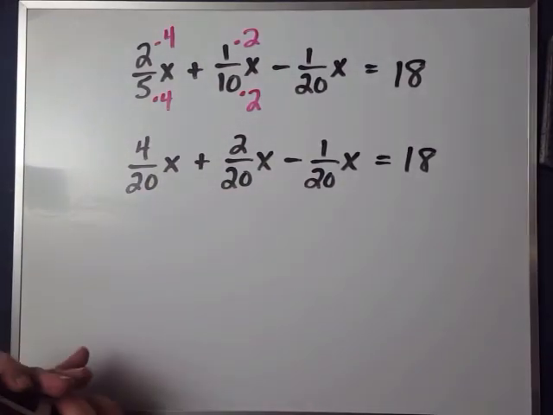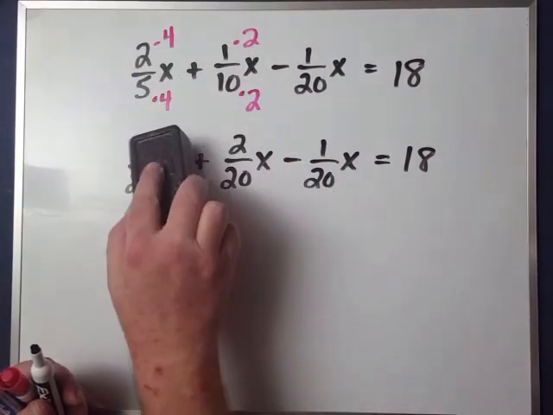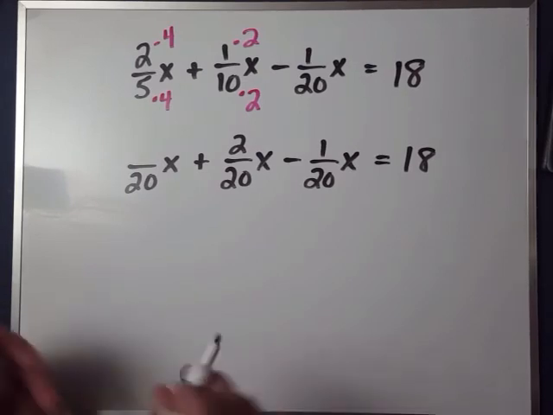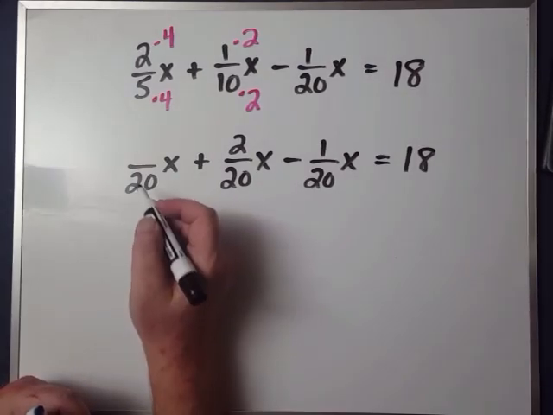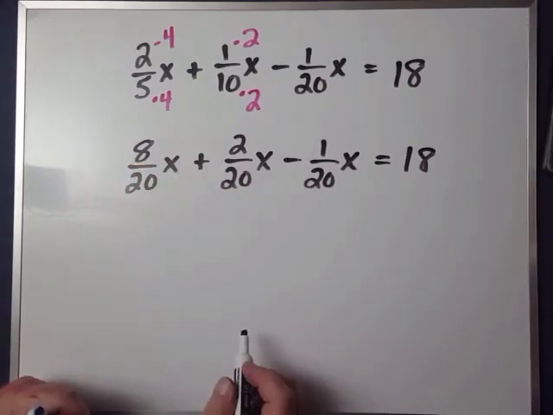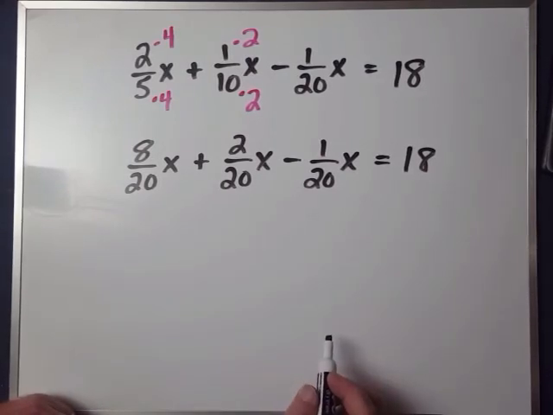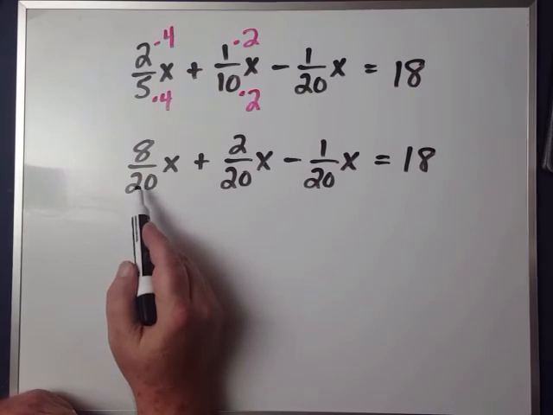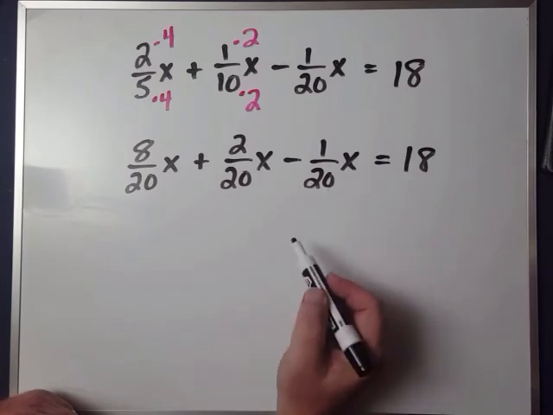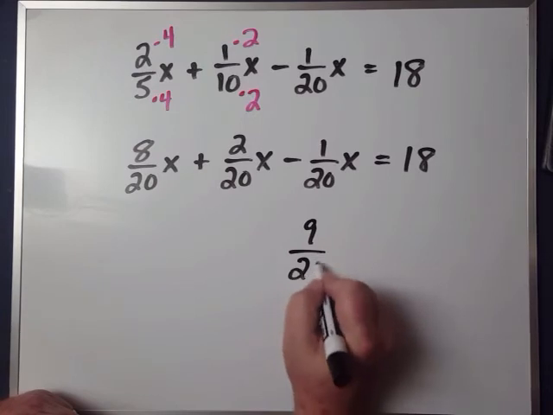Now let me go back and fix my mistake. 2 times 4 is not 4. Sorry about that, guys. That's dumb points, right? Our goal is to minimize losing dumb points, right? Happens to everyone, me included. Let's try this again. We've got 8 of them, plus 2 of them. That's 10 of them. Minus 1 of them leaves 9 of them. 9 what? 9/20 x.